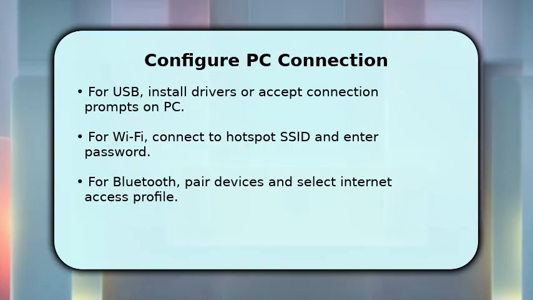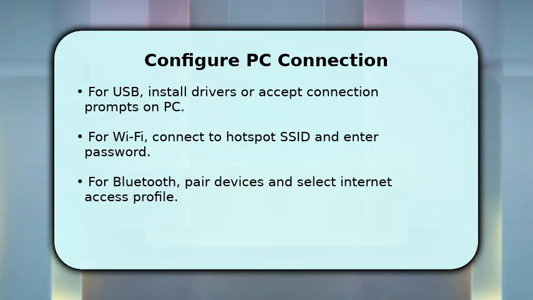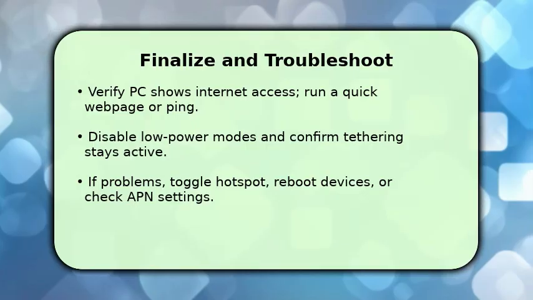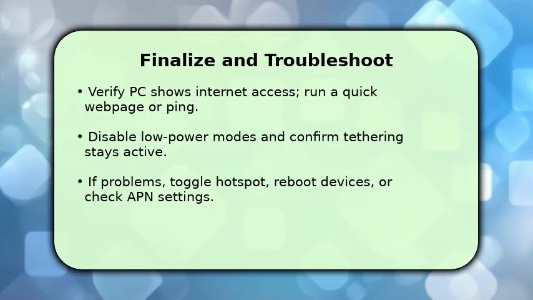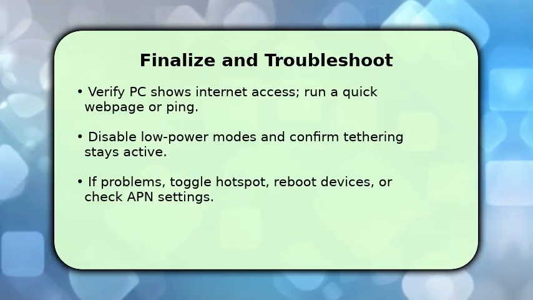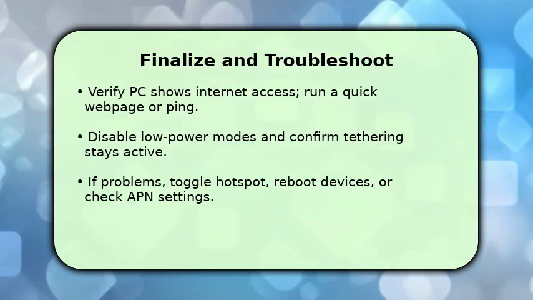You finish by verifying the PC has internet. Open a web page or ping 8.8.8.8 to confirm. Once connected, make sure battery savers or data limits aren't shutting the hotspot down. Disable those settings so tethering remains active.